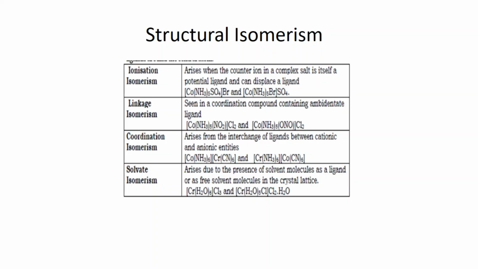Structural isomers, it is of four types. Ionization isomer, depending on the ions which are formed. Linkage isomer, in case of ambidentate ligand, we have it. Coordination isomers and solvate isomers. Do learn with the examples.